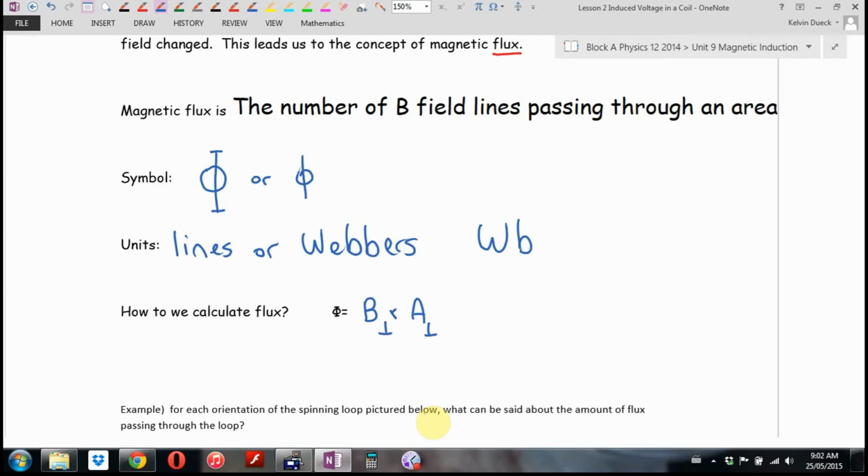Zero. What happens as the area approaches perpendicular to the light? Maximum flux. And then zero again. How else can I change the flux?